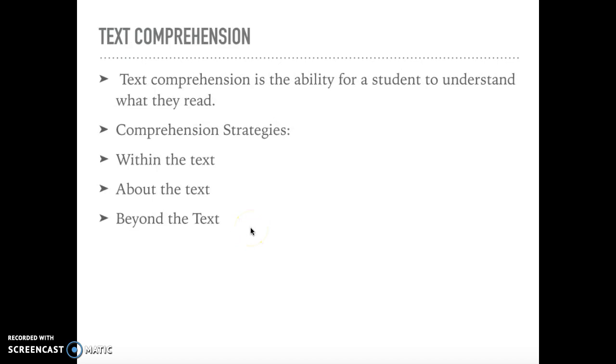Text comprehension is the ability for a student to understand what they read. Comprehension is important so that a student can answer questions about the text and have discussions about it. Comprehension strategies occur within the text, about the text, and beyond the text. If a student fully comprehends the text, they should be able to ask questions during and after the reading.